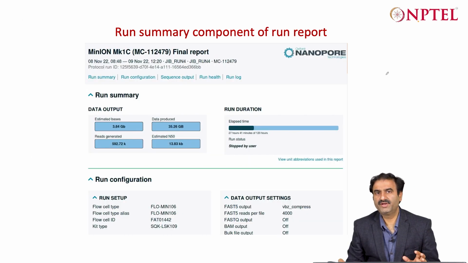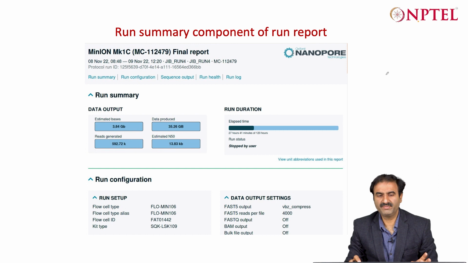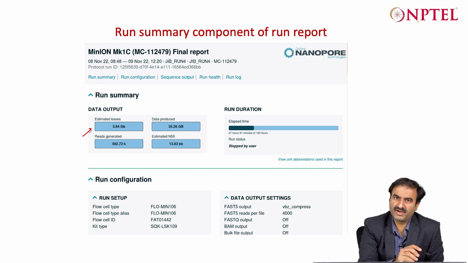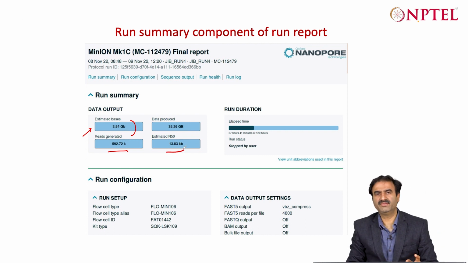Okay, so the final report you get, basically you are getting a real-time report. Whenever you click on the summary page, you can get this kind of report, showing how much is the estimated bases so far. Data produced includes all the files that are created, so not very relevant. This number is relevant, it generated 3.84 GB. Total number of reads are 592,000 and a little more. And estimated N50 is 13 KB. Generally it generates more than 10 KB N50.